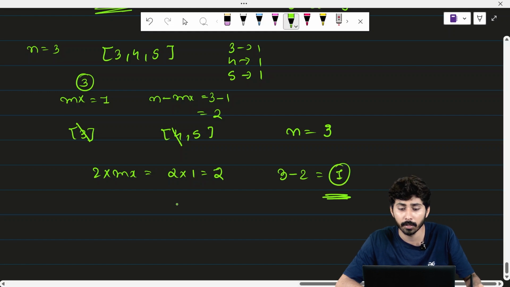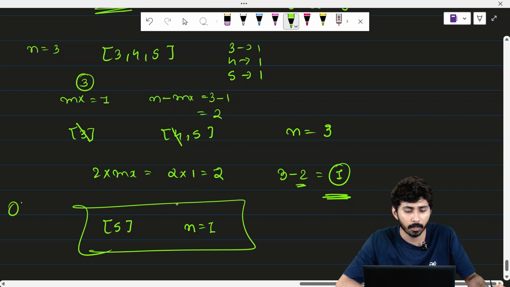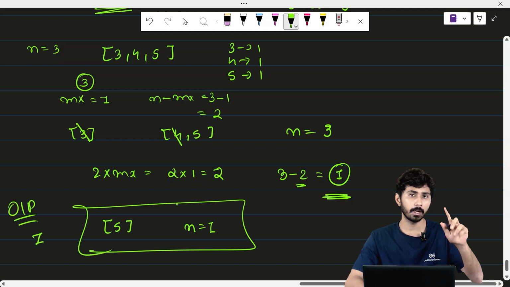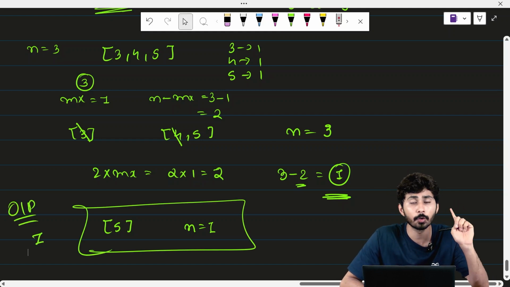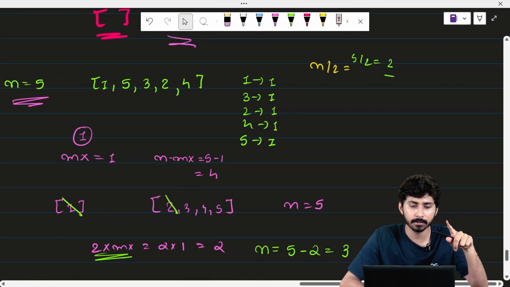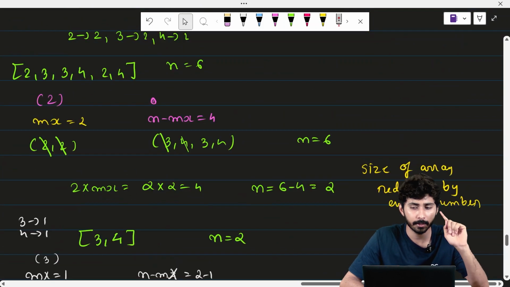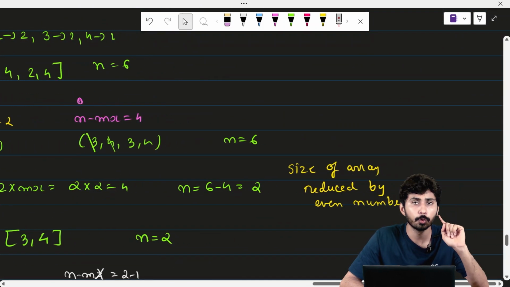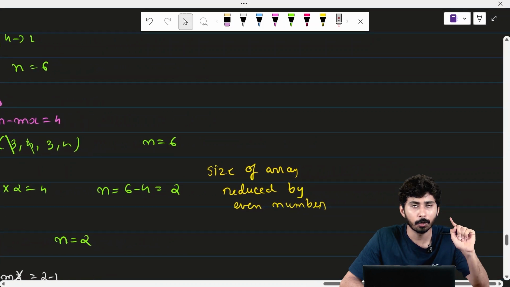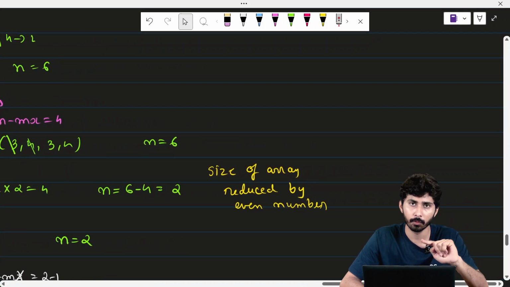Okay, here you can observe 1. Now the size is reduced by an even number, and the remaining array is what? Containing only one element, and that is 5. N equals to basically 1. So this is the output. Output says 1 because one element remains unpaired when there is no dominating number. So if you want to take one more example of odd size, and one more example of even size, I can show you. When you don't have any dominating number, the output will always be either 0 or 1.